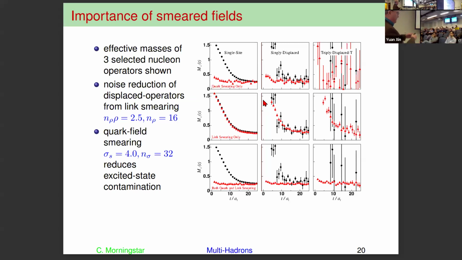This is one where you displace one of the three quarks, and this is triply displaced. As you displace, you get a lot more noise. The link smearing gets rid of the noise a lot, and the quark smearing really helps. With the right amount of quark and link smearing, you can get a signal. Otherwise, it's just garbage.